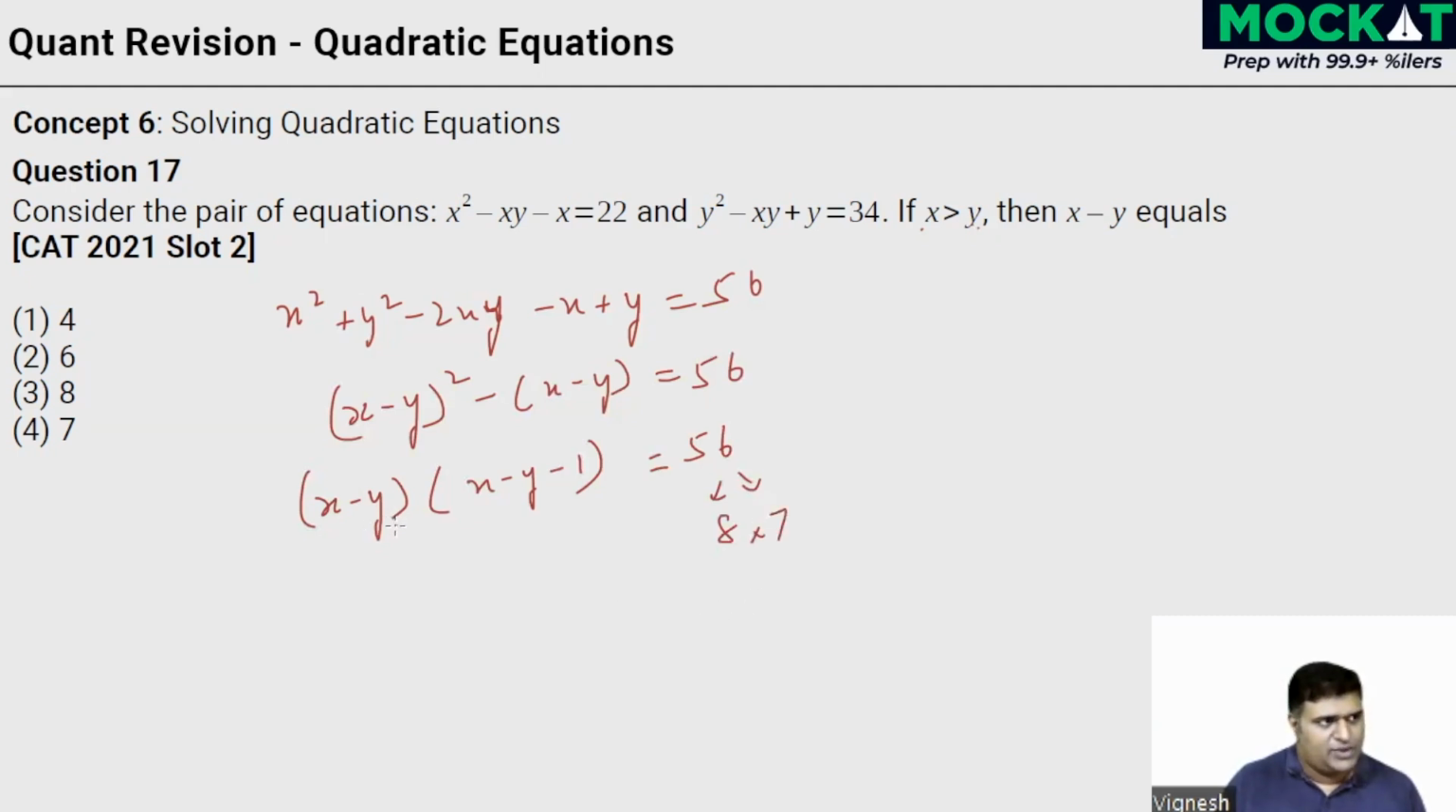So x minus y is like 8, then x minus y minus 1. From whatever 8 is there, subtract 1, you get a 7. 8 into 7 is 56. So x minus y over here equals 8. Option 3 becomes the answer here.